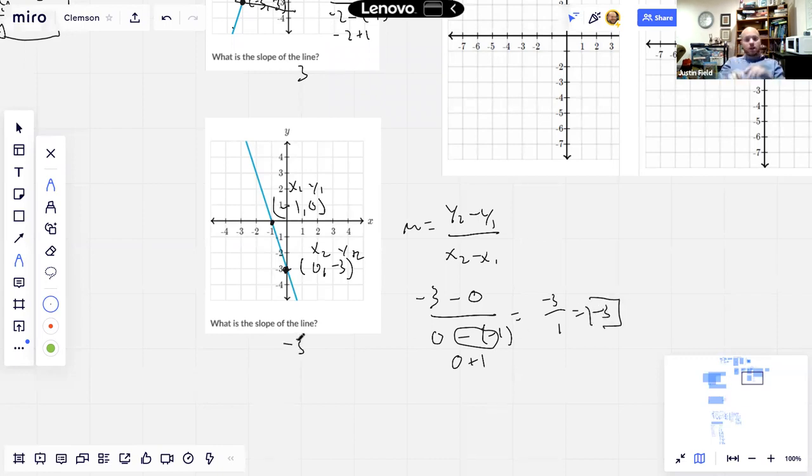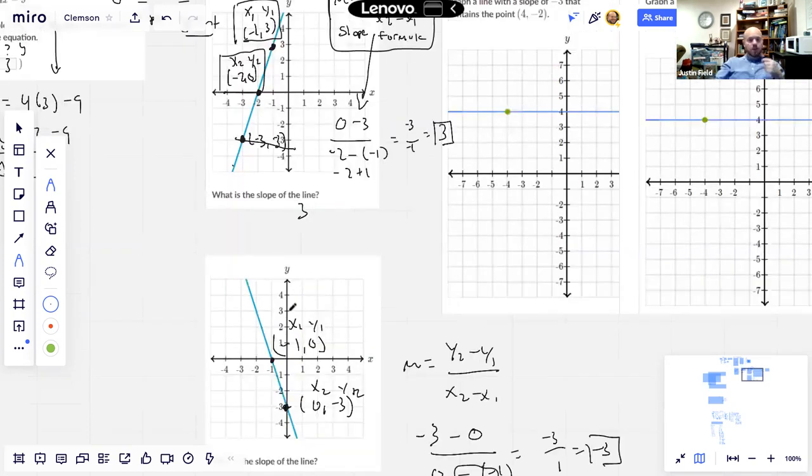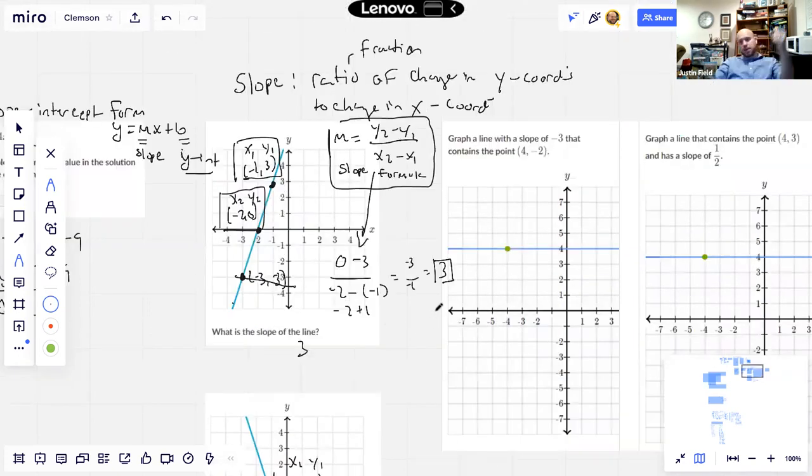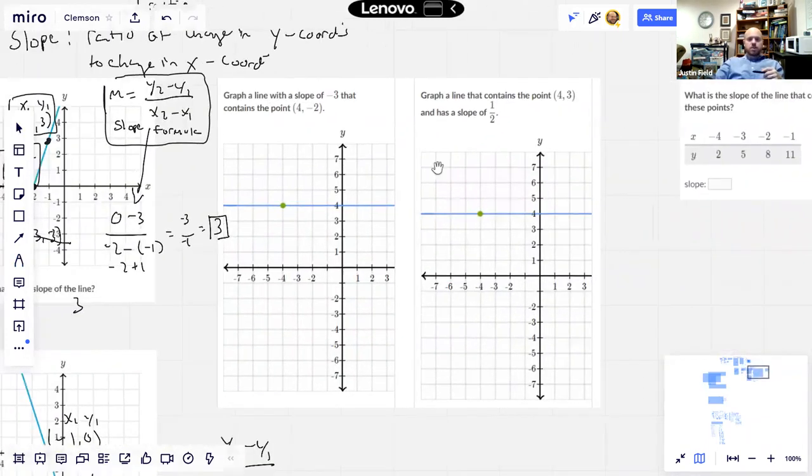The slope is not always some version of 3 as it is in my examples, but there you go. So negative is sloping down, positive is sloping up. And that should be intuitive, right? Positive goes up, negative goes down. All right. Moving right along, we have 2 more assignments here.